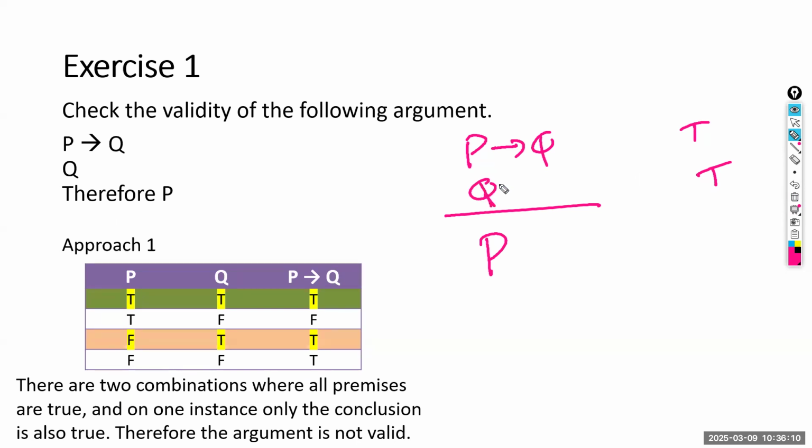So remember Q is true, because that is our assumption. If Q is true, that means this is true. We already know that Q is true, and we already know that the statement is true. If this statement is true and Q is true, what can you say about P?